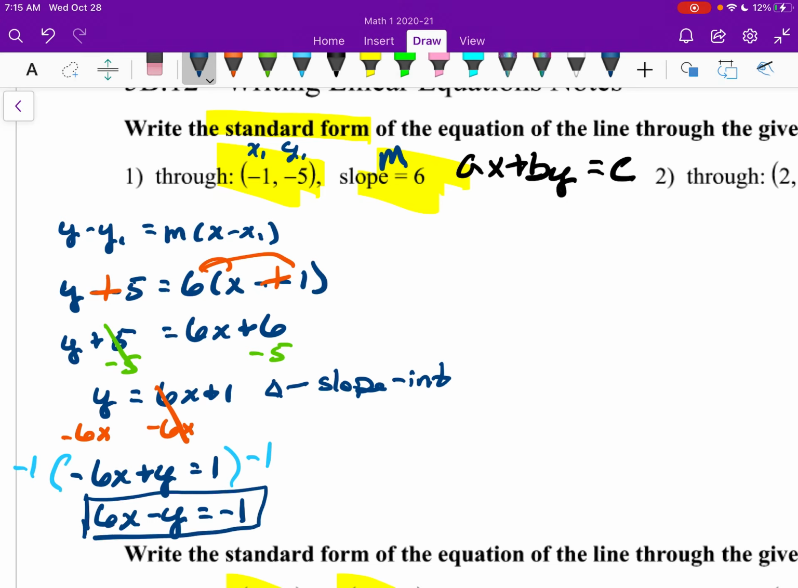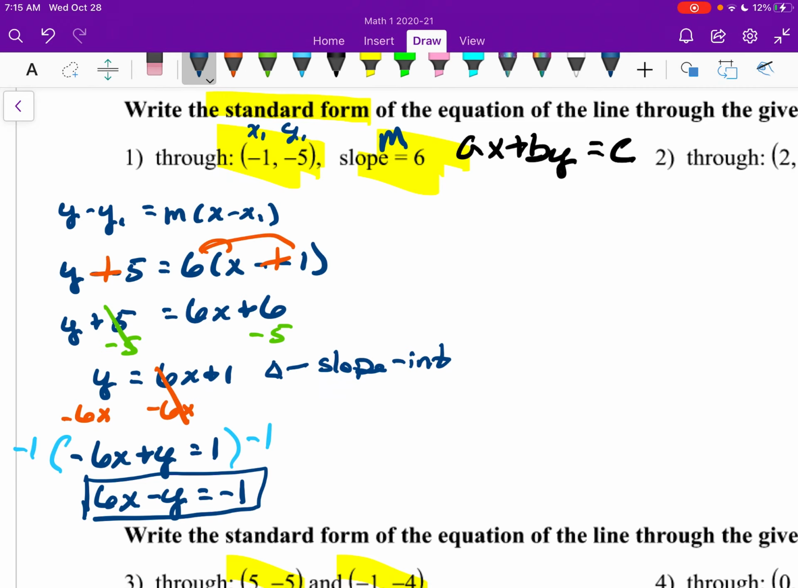And your answer will be one of these two guys there, right? All we did was multiply by -1. It's the same equation of the line, it just looks a little different. All right, so there's number 1.